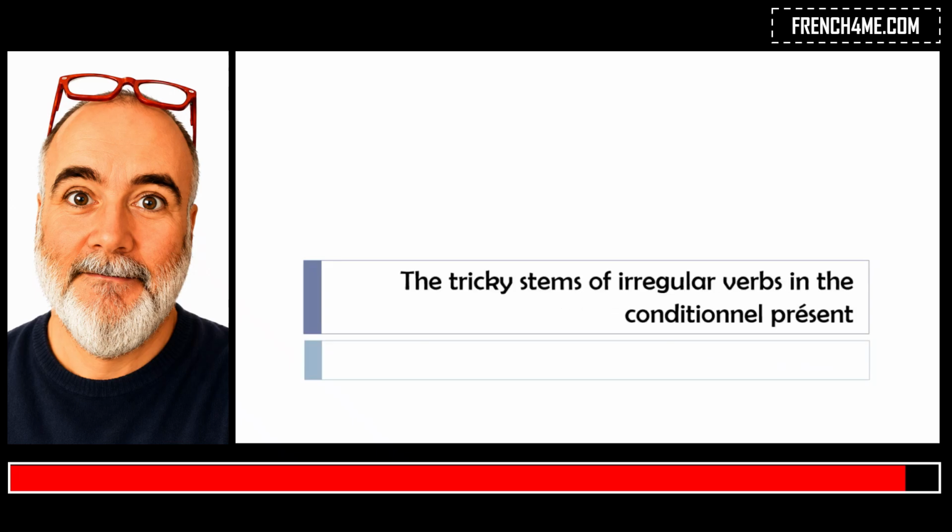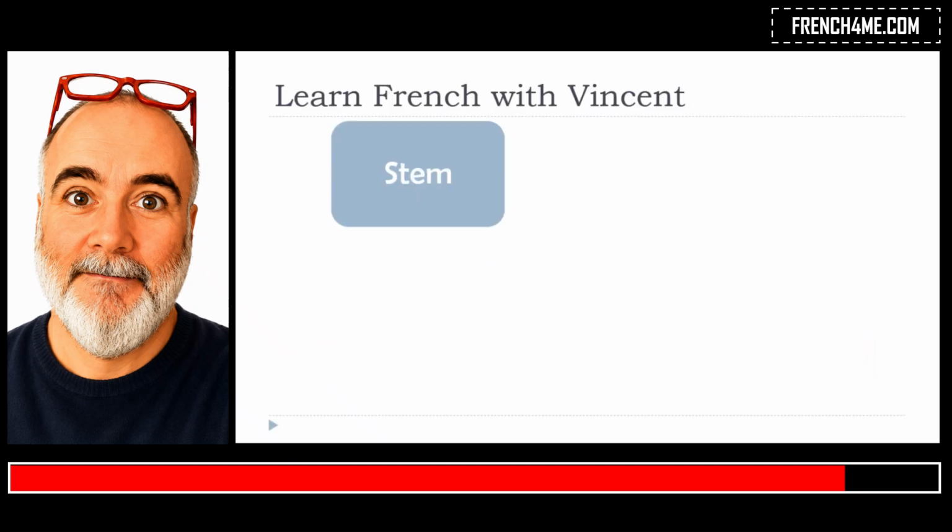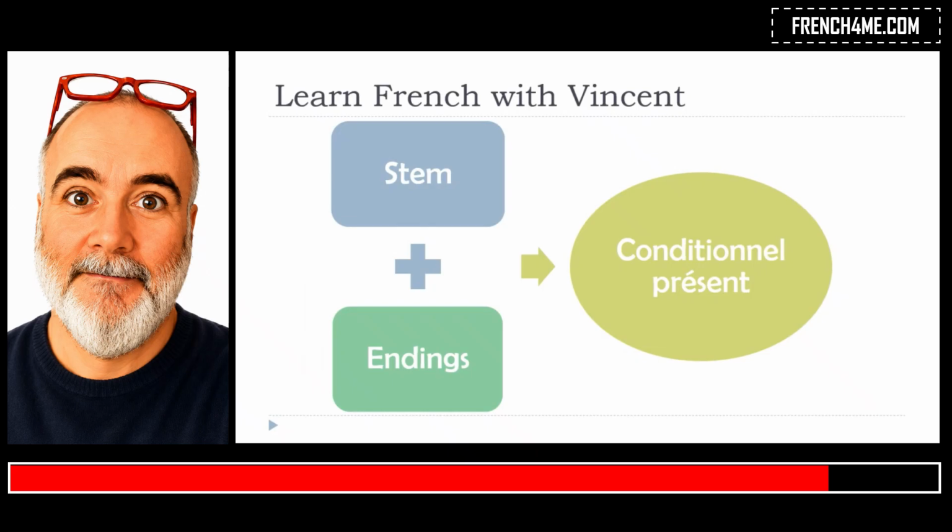So we will discover in this lesson the tricky stems of irregular verbs in the conditionnel présent tense. I've already covered this conditionnel présent, explaining how to use it and how to construct it. If it's not really clear in your mind, I would definitely advise you to have a look at the video. But if we make it fast, the main concept is that we start with the stem, we add the endings, and then we get the conditionnel présent.